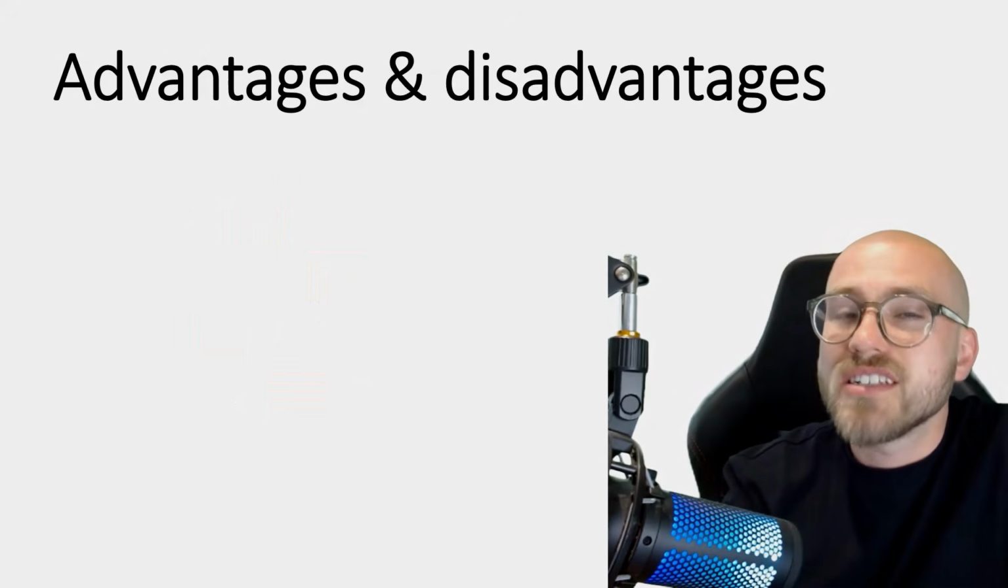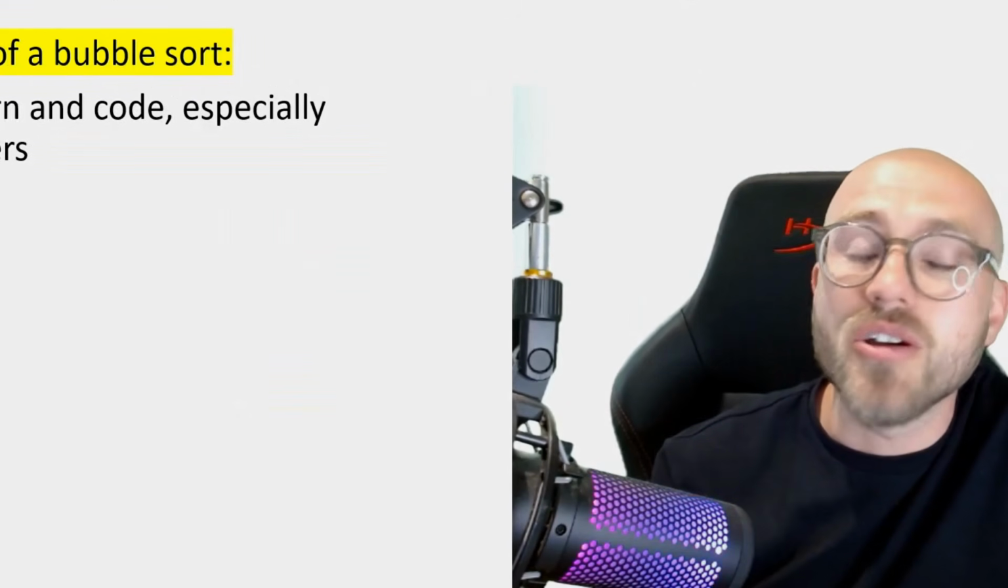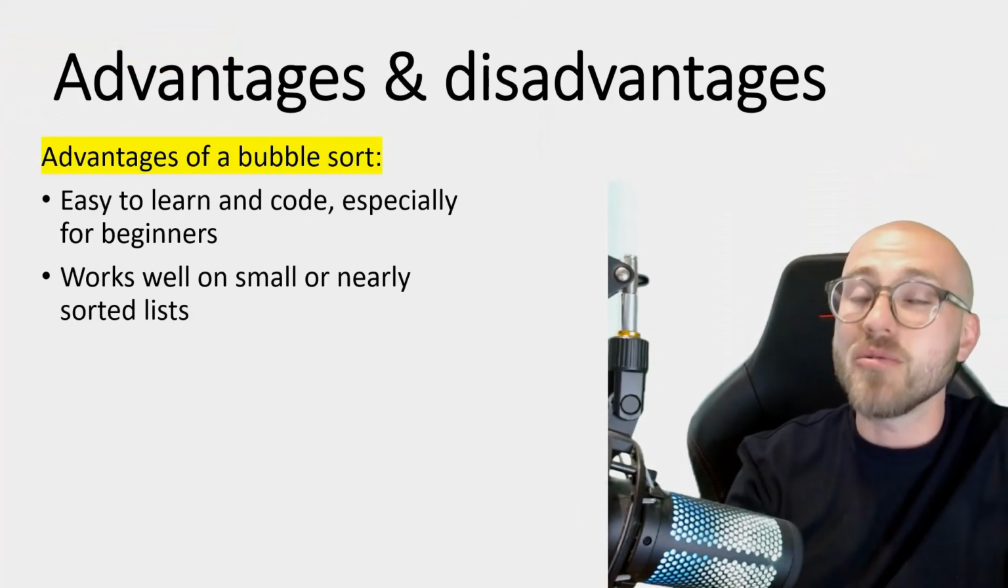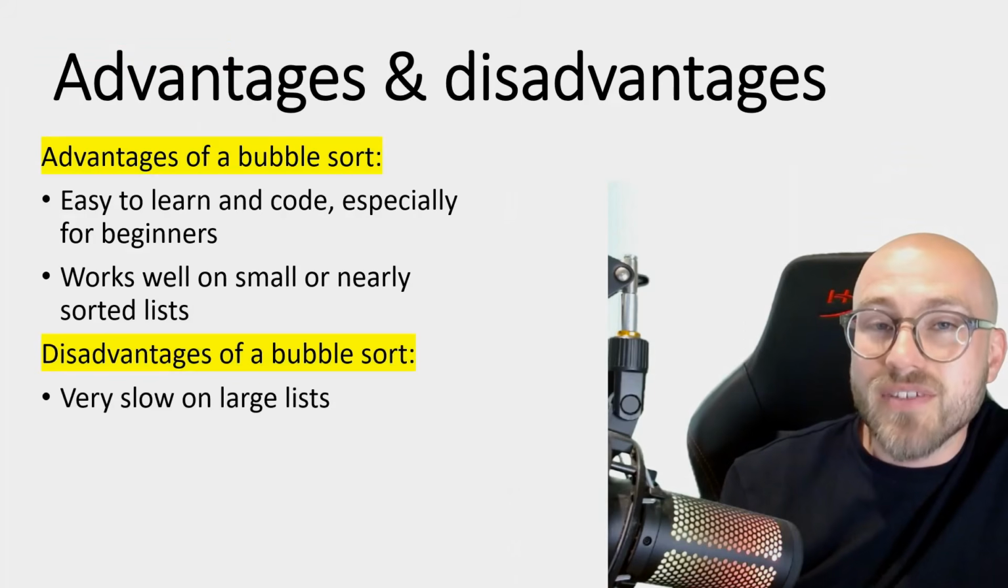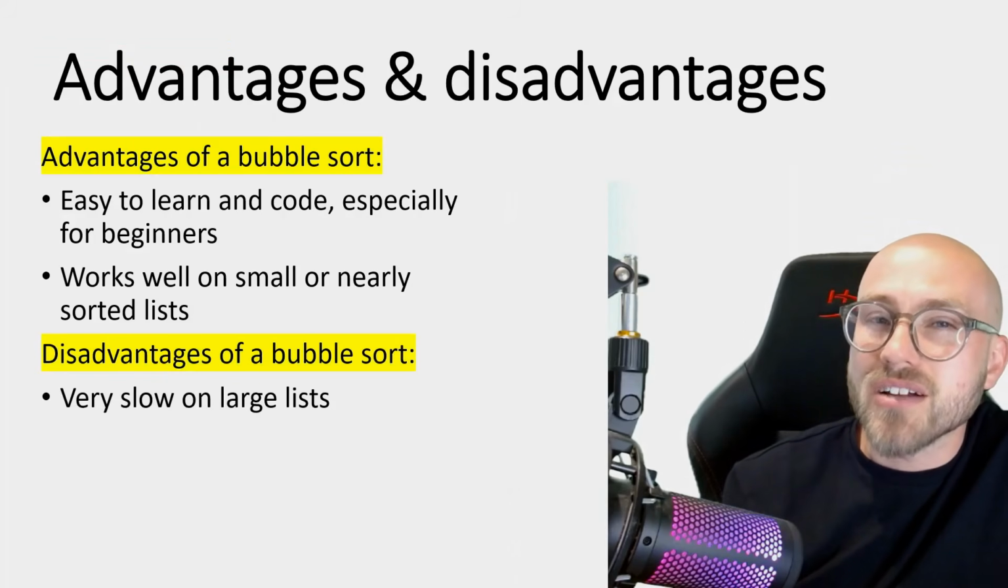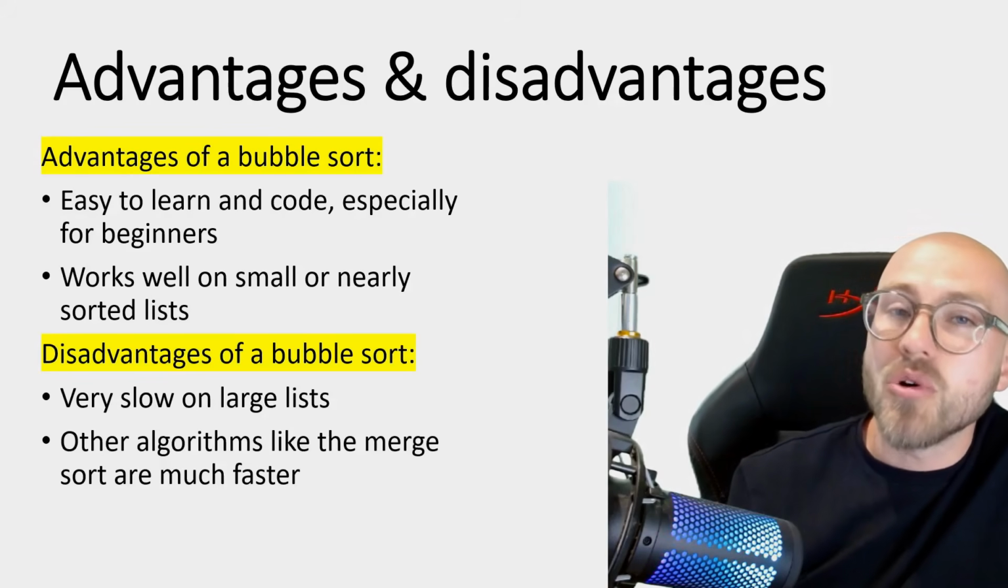So let's look at the advantages and disadvantages of a bubble sort. To begin with, it's easy to learn and code, especially for beginners. And it works particularly well on small or nearly sorted lists. At a disadvantage, it's a pretty slow sorting algorithm. Other algorithms like the one we're going to look at next, the merge sort, are much faster.